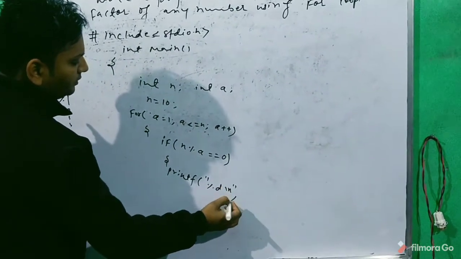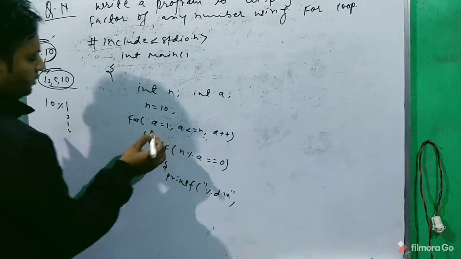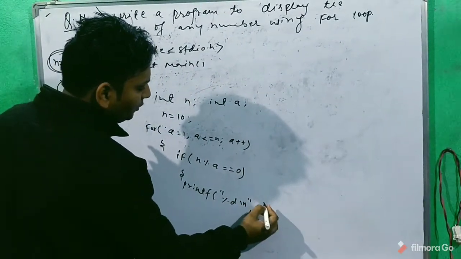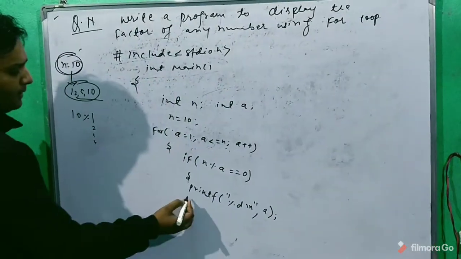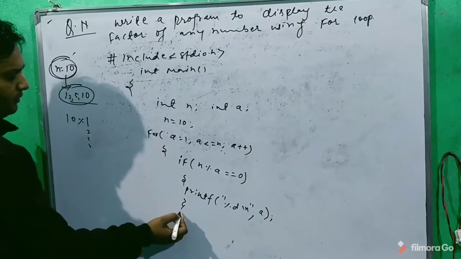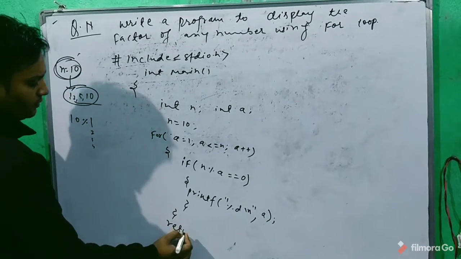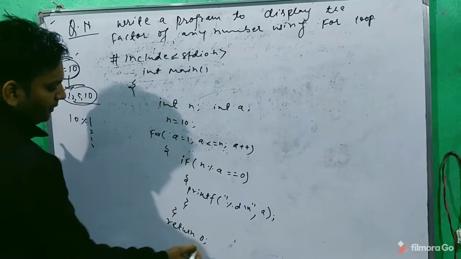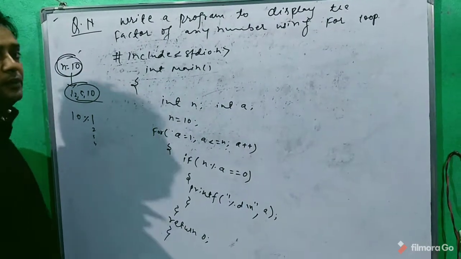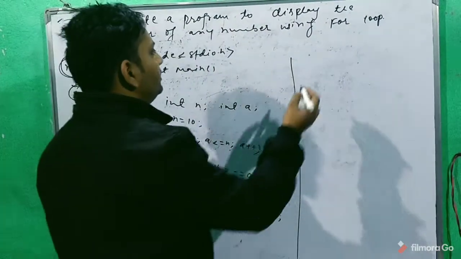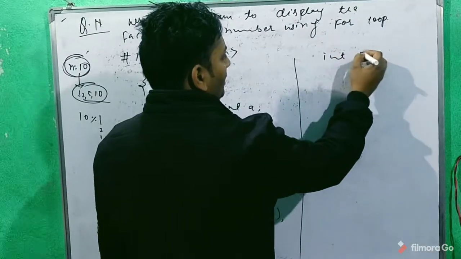Here we write printf of percentage d slash n to print the value of a, close the if, close the for loop and return 0. Now, if you want to use the same program with scanf, how to solve this? The same program with user input values.